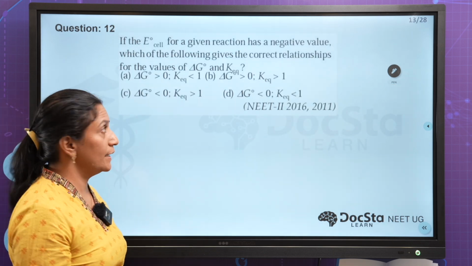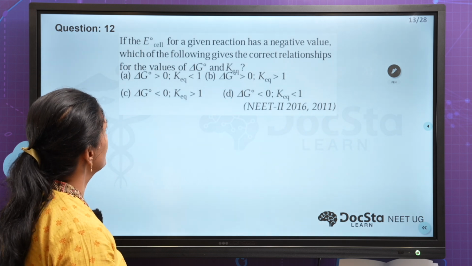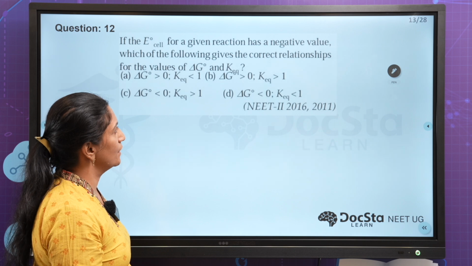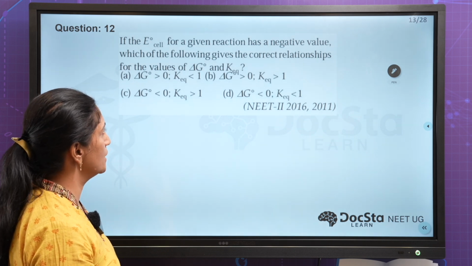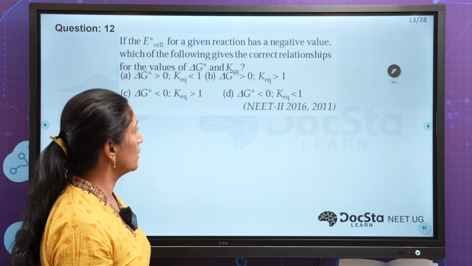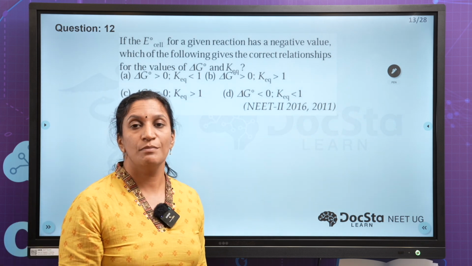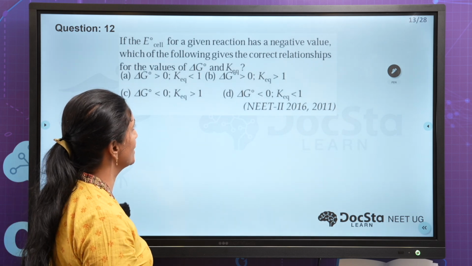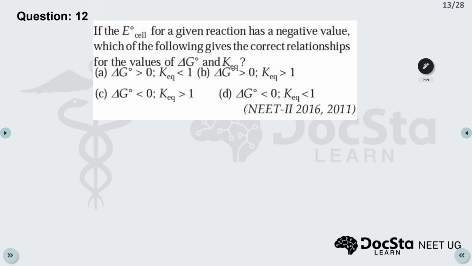Now coming to the next question: if the E0 cell for a given reaction has a negative value, which of the following gives the correct relation for the value of delta G0 and K equilibrium? We are asked to find the relation between the equilibrium constant and Gibbs free energy. But a condition is given: E0 cell is negative. So how can we find the relation between both of them?